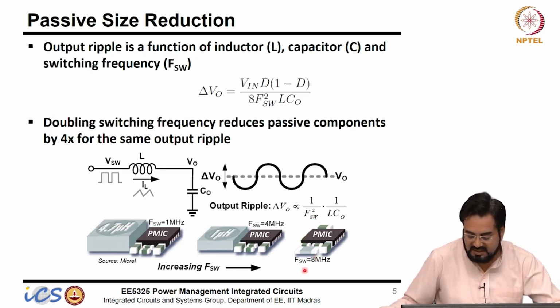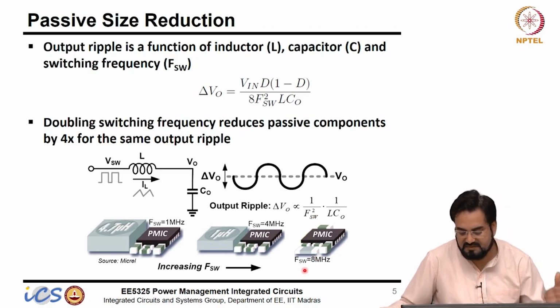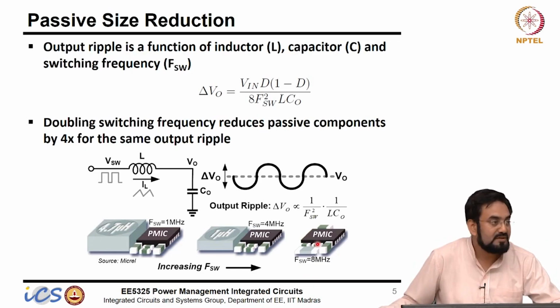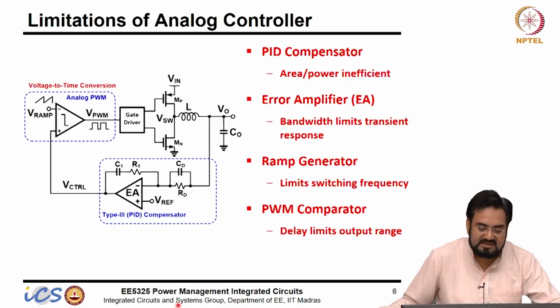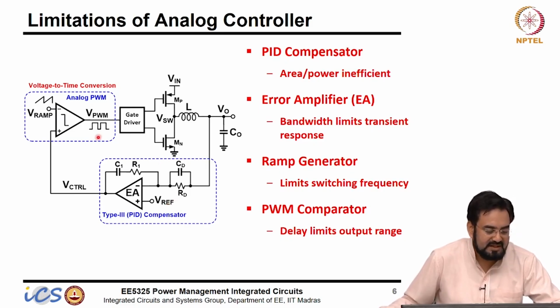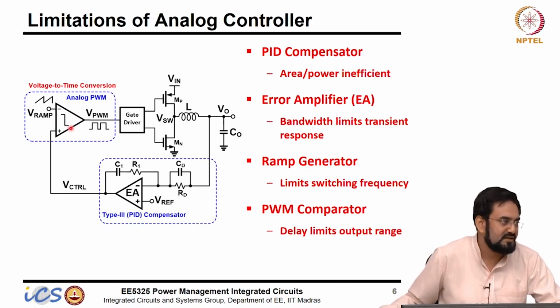So that's the reason we want to push our switching frequency as high as possible, so that we can achieve smaller passive size. But there are some limitations, and we know with the analog controller, if I want to increase the switching frequency and I still want to operate at the same bandwidth, I need a very high gain bandwidth error amplifier. I need a very fast comparator, because I cannot have large delay here.